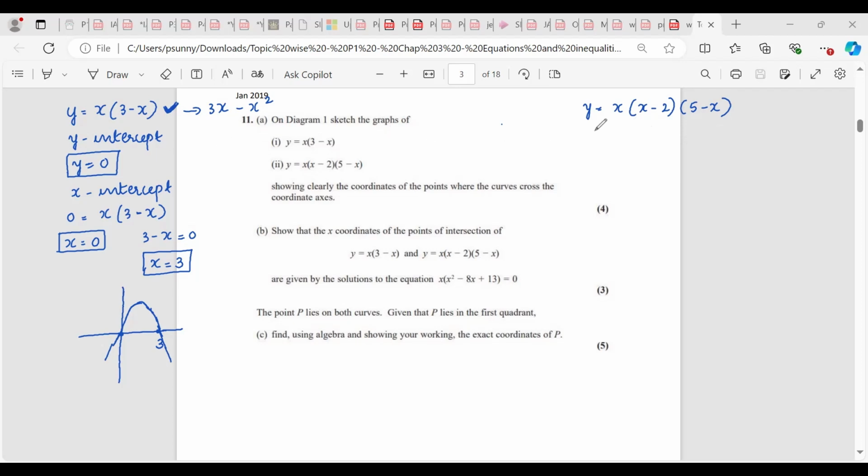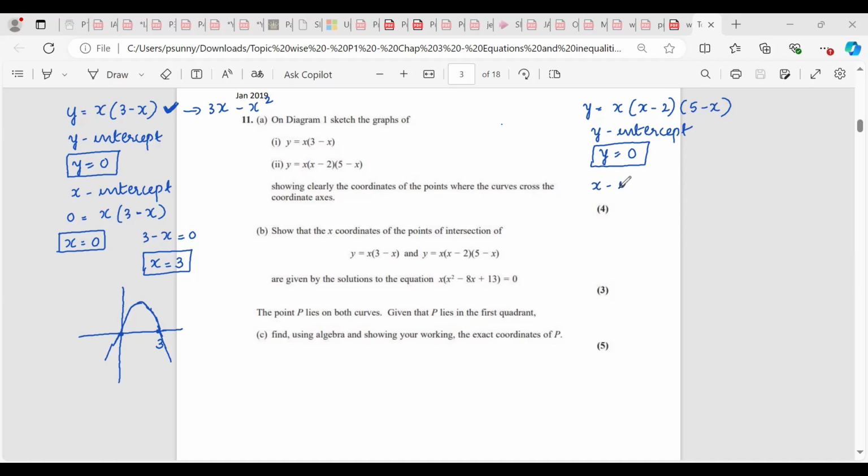We find the y-intercept. The y-intercept means we need to substitute 0 for x here. When we substitute 0 for x, 0 multiplied by anything will be 0 only. So your y-intercept in this case will be 0. Because when you substitute 0 for x, 0 multiplied by 0 minus 2 into 5 minus 0, that is 5. So 0 multiplied by anything will be 0 itself.